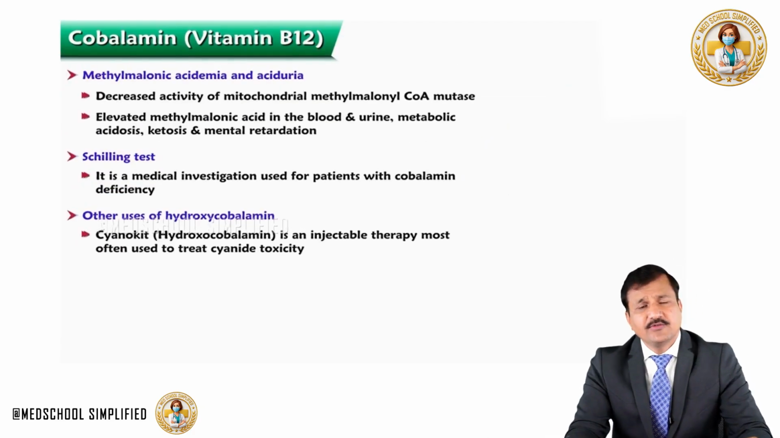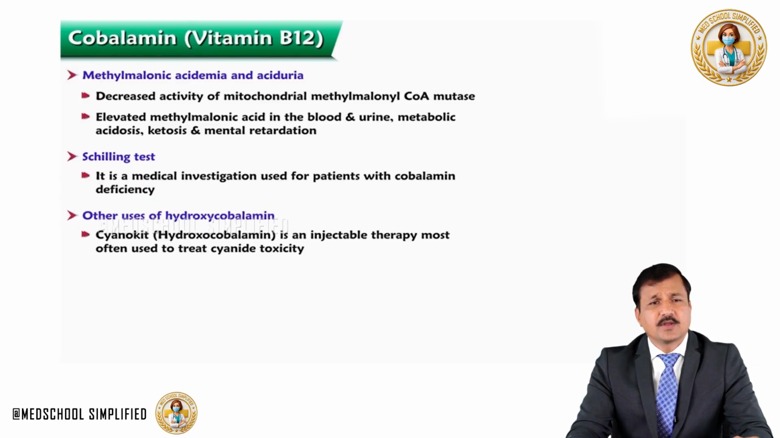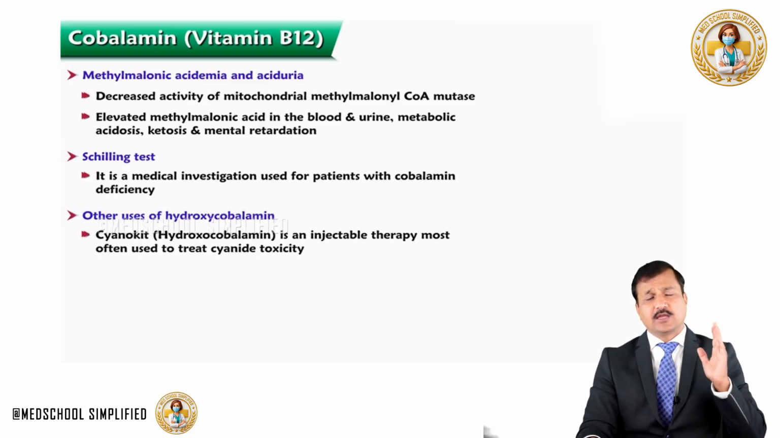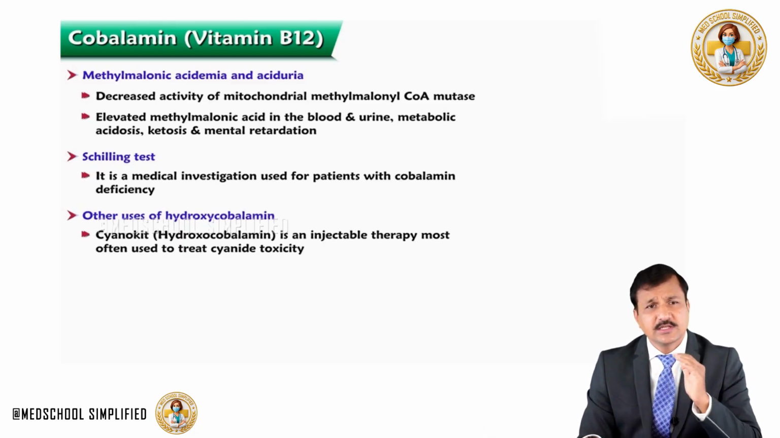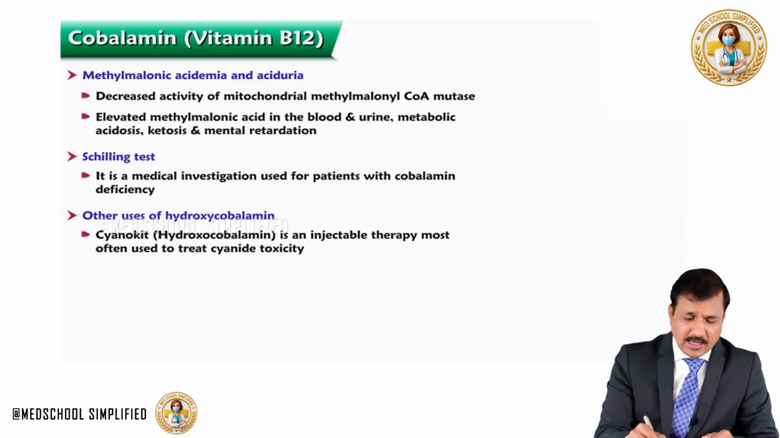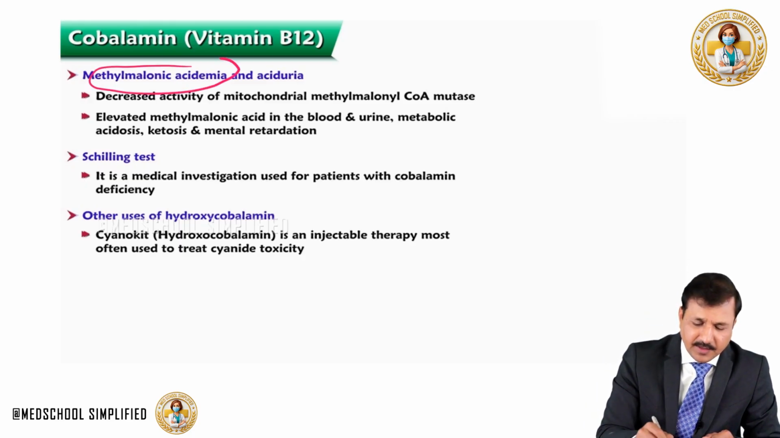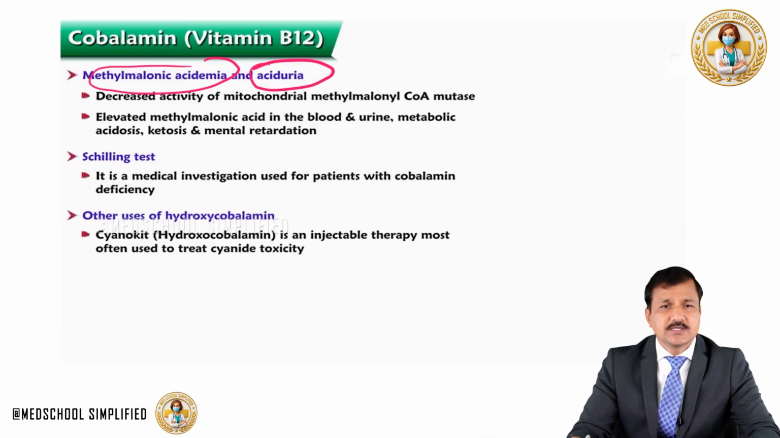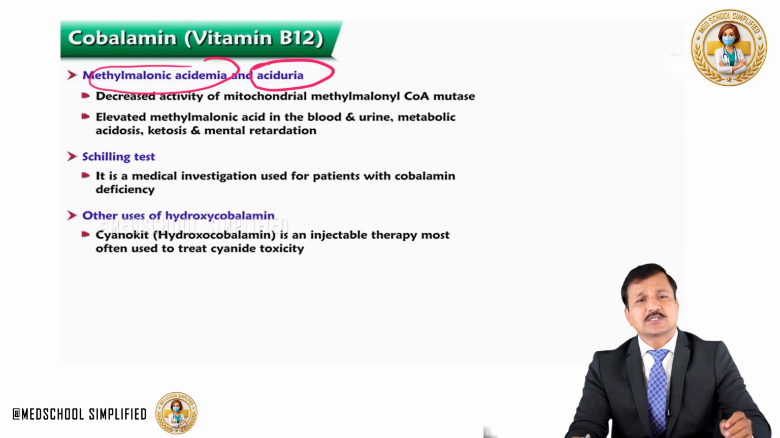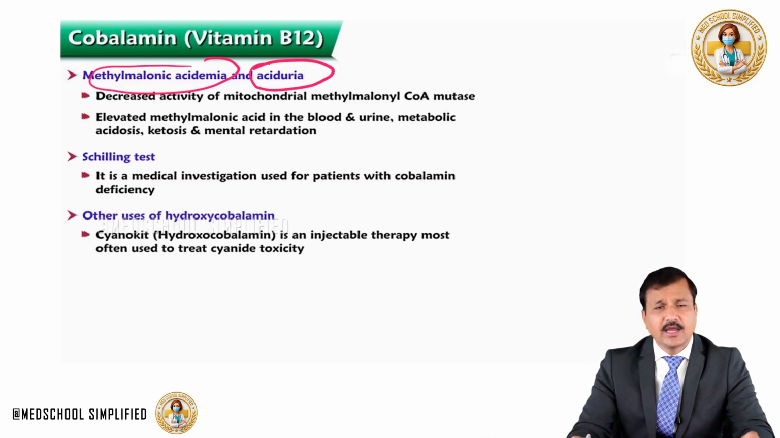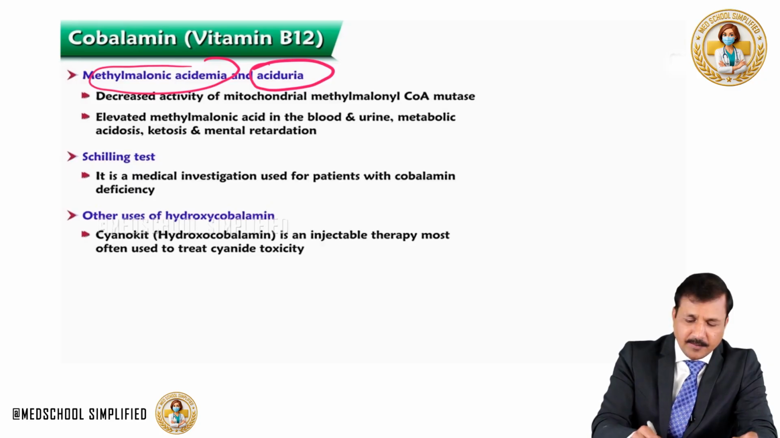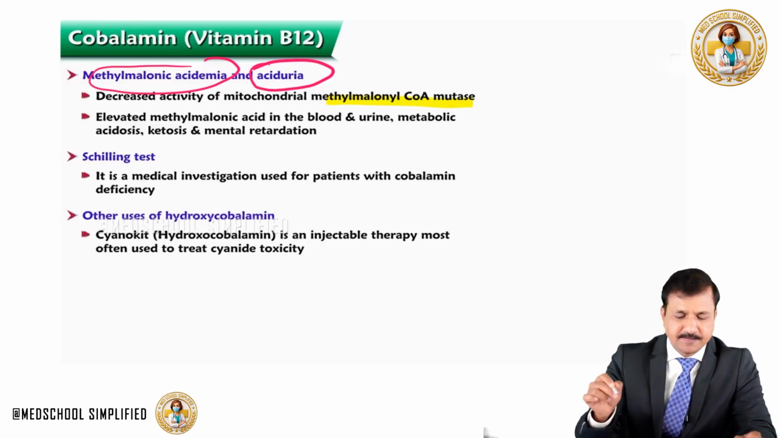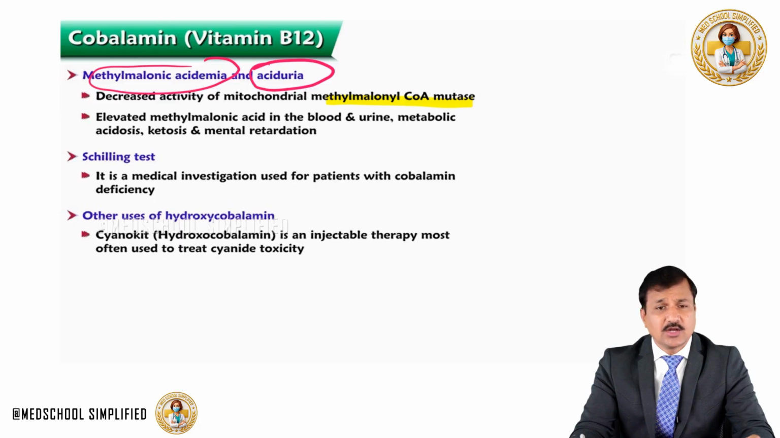Now, the other finding that we see in cobalamin deficiency, along with megaloblastic anemia and neurodegeneration. So the third thing that you see in cobalamin deficiency is methylmalonic acidemia or methylmalonic aciduria. That means excess presence of methylmalonic acid in the blood and in the urine. Why does this happen? Because conversion of methylmalonyl-CoA into succinyl-CoA, which is done by methylmalonyl-CoA mutase, needs deoxyadenosyl-cobalamin.